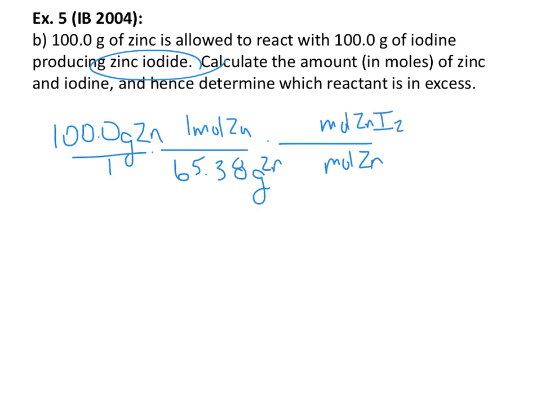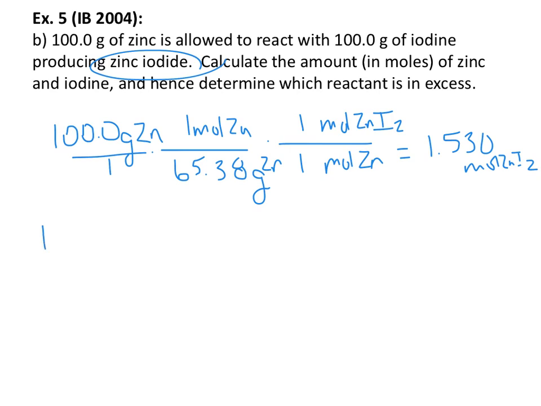So the balanced equation, all of the coefficients were 1, so that part's easy, just 1 to 1. And then when we do this math, 100 divided by the 65.38, we get 1.530 moles of the zinc iodide.